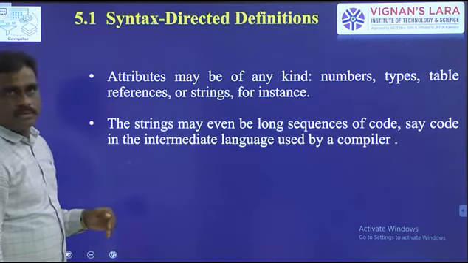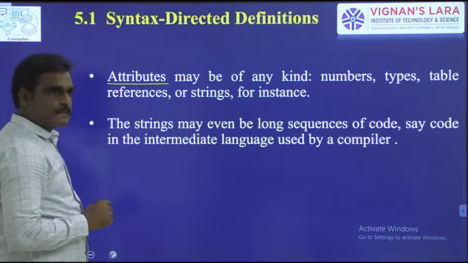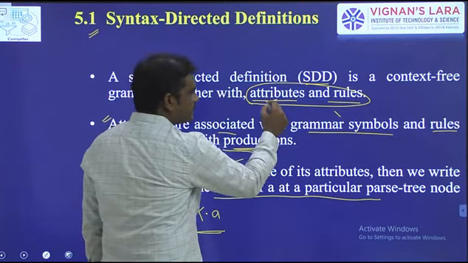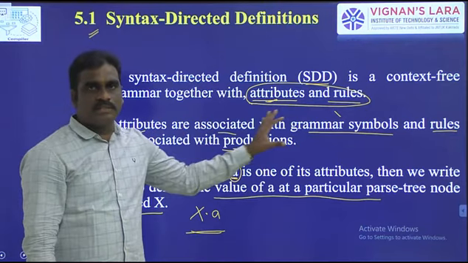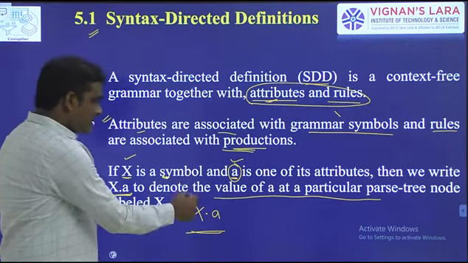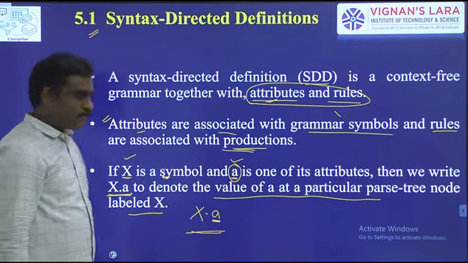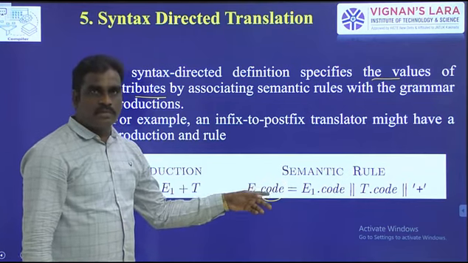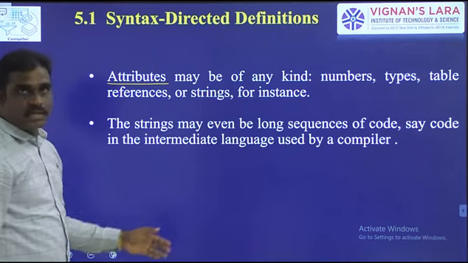And the next one, continuation. Here we are talking about the attributes. What is an attribute? An attribute is associated with the grammar symbols. So in this example, I am taking the attribute as A, whereas in this case the attribute value is code.